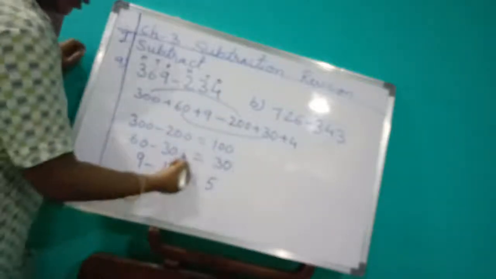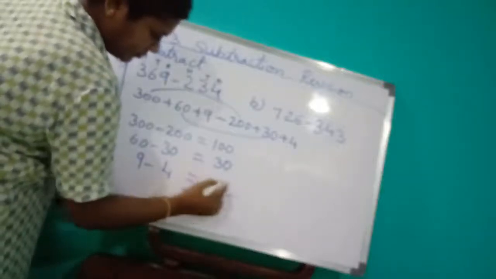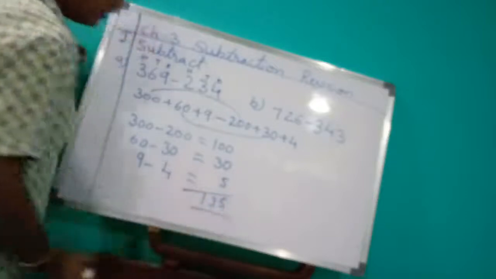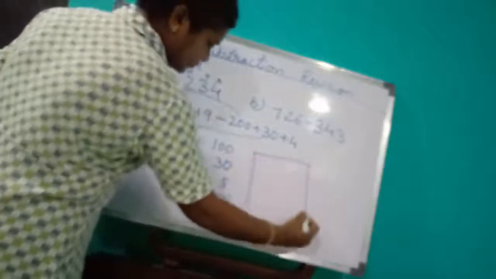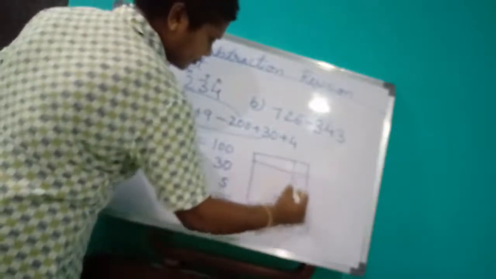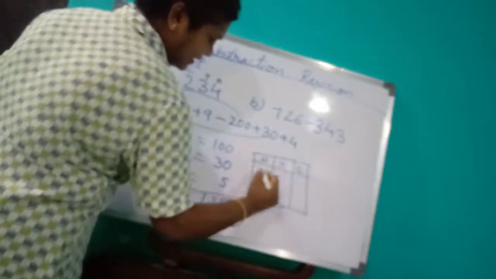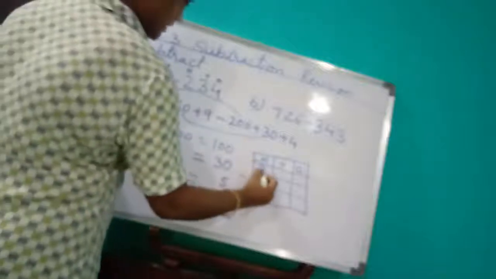Now what is the answer? 1 hundred, 3 tens, 5 ones. 135 is the answer. Is it right or wrong? Check once. Ones place, tens place, hundreds place. 369 minus 234. 9 minus 4.